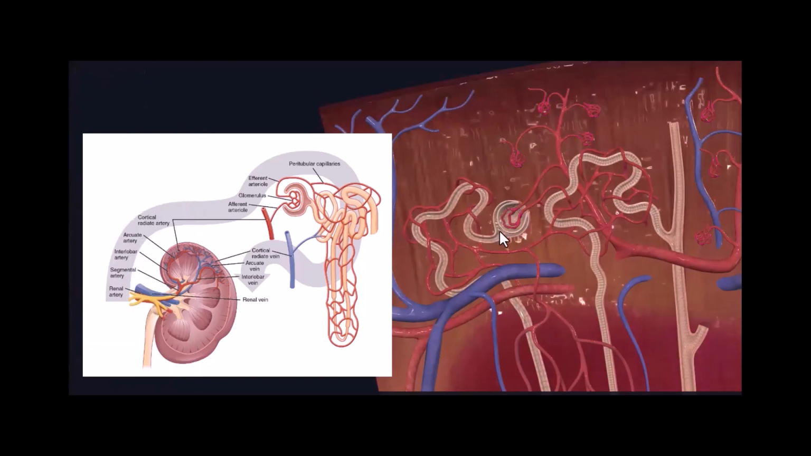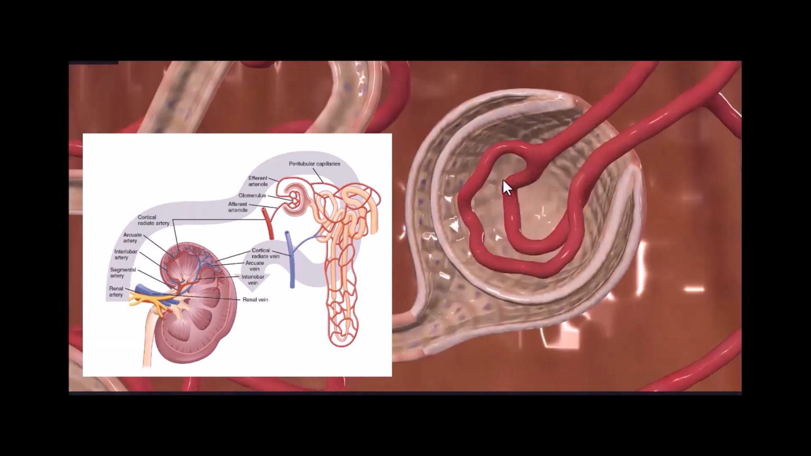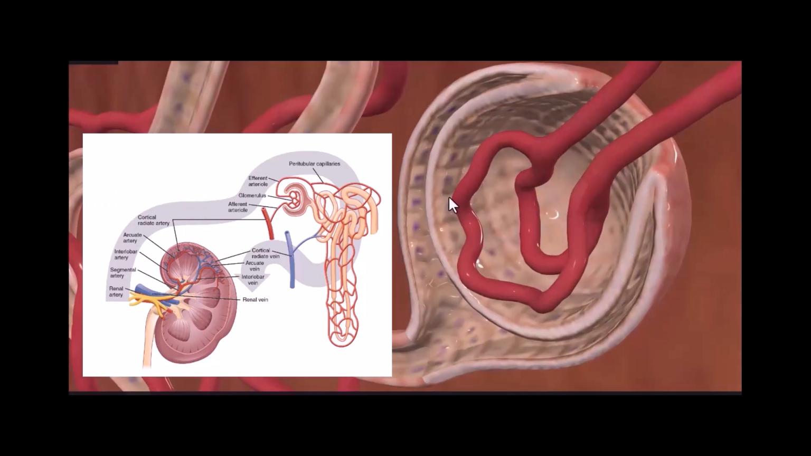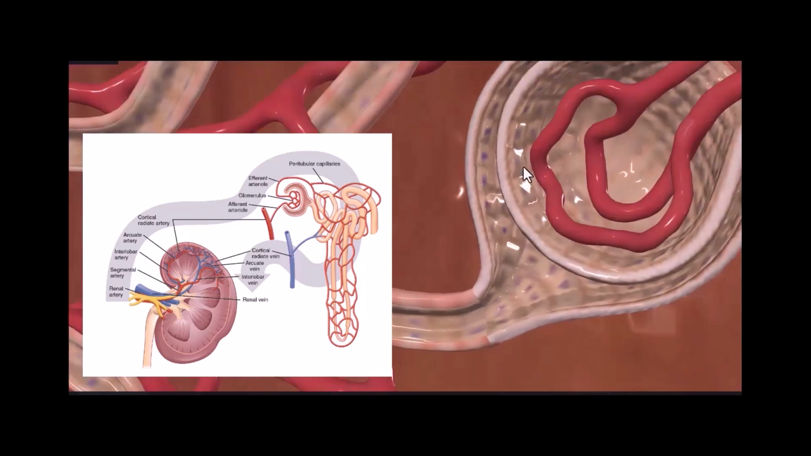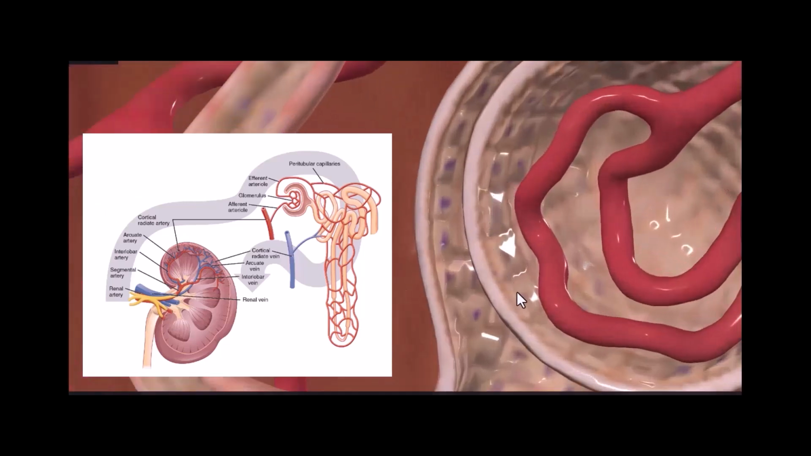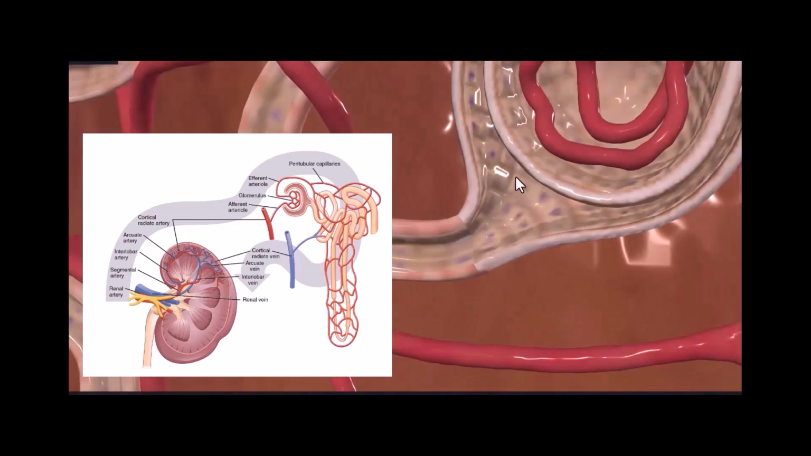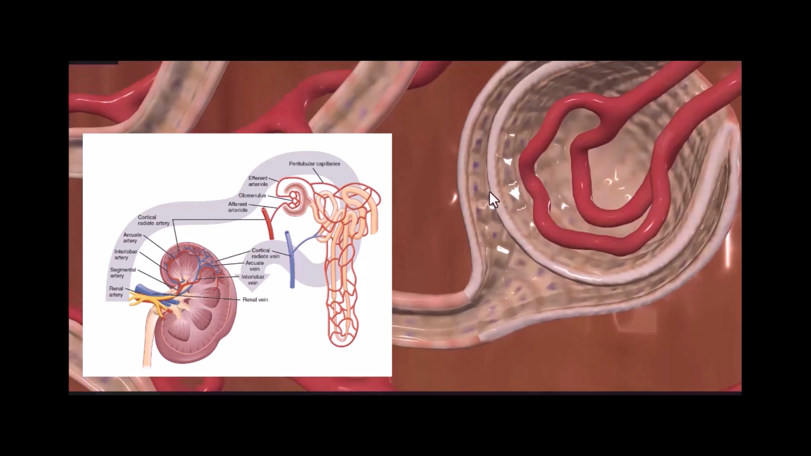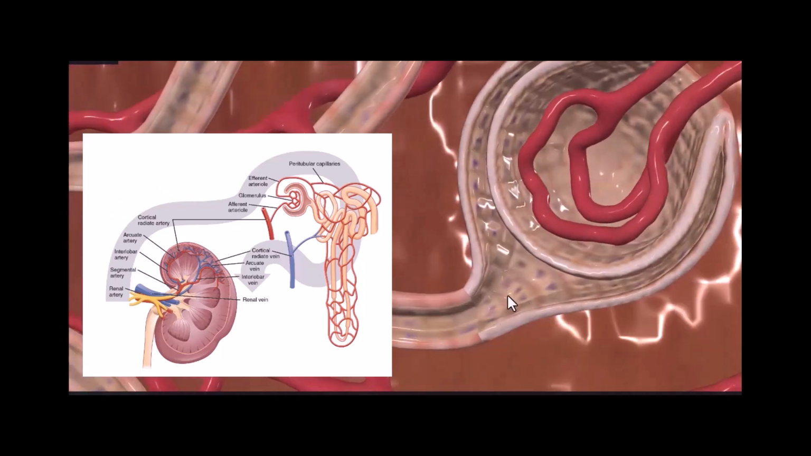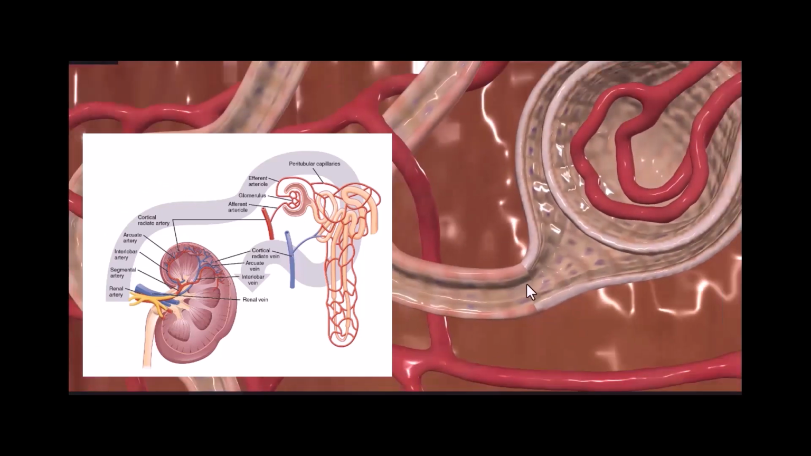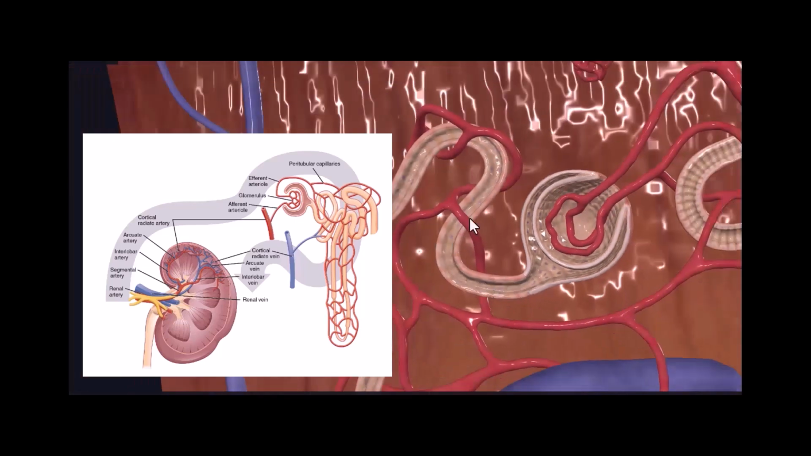Now from the Bowman's capsule, you have the pushing of ions and vitamins and glucose out of these capillaries. They get filtered by the Bowman's capsule. There's like a little filtering system right here. We'll talk about that later. The water also leaves the glomerulus and joins into this portion of the Bowman's capsule. It's kind of like a neck. So now your filtrate is going to go into the proximal convoluted tubule.